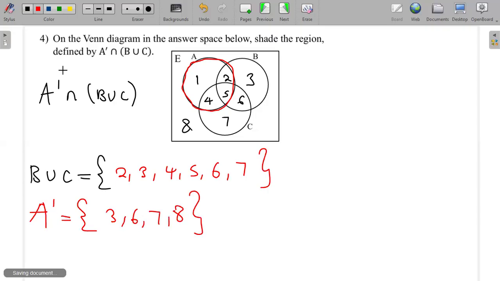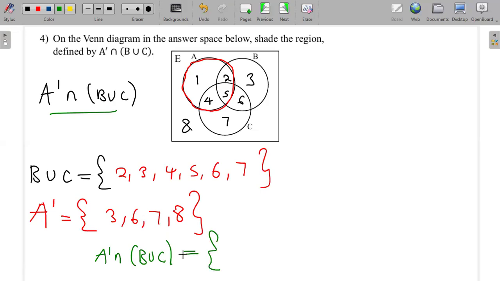Okay, so now what are we finding? We're finding A complement intersection B union C. We want to shade it. So first, let's find it. Okay, so we know that the intersection there simply means what is common between these two sets, right? So I can see 3, I can also see 3. I can see 6, 6. I can see 7, I can see 7. Okay, so that is what is common between those two sets. So I'll write here 3, 6, and then what? 7. So this is my intersection.